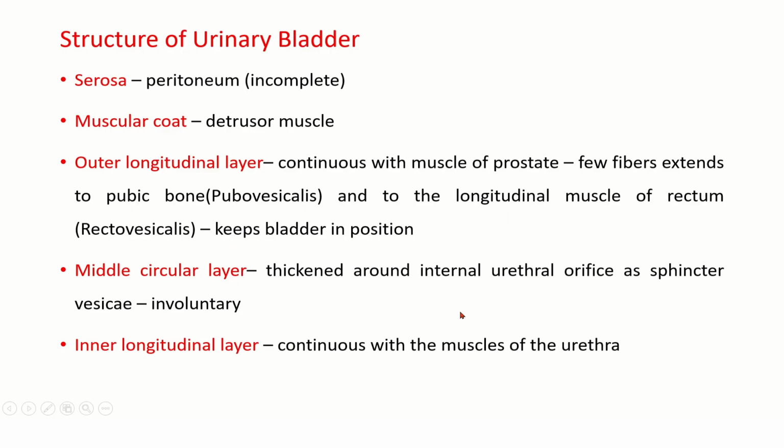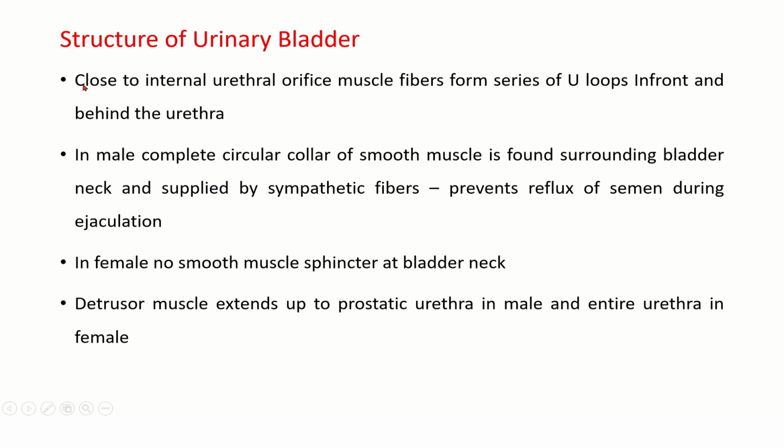The middle circular layer is thickened around the internal urethral orifice as sphincter vesicae. It is present all around, but it thickens around the internal urethral orifice as sphincter vesicae, which is involuntary. Then the inner longitudinal layer continues with the muscles of the urethra. Close to the internal urethral orifice, these detrusor muscle fibers form a series of U loops which are present in front and behind the urethra.